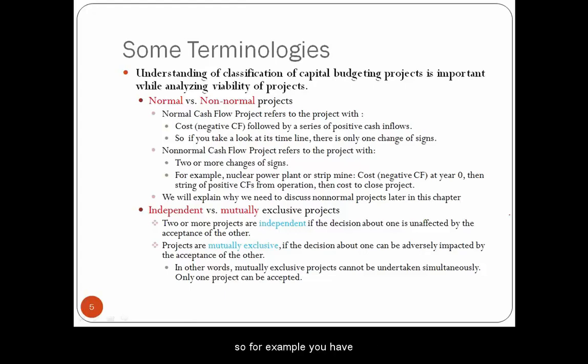So for example, you have a cost at the beginning, which is a negative cash flow at time 0, and then in years 1 and 2 you have positive cash flows, and then in year 3 you have another big investment, and that's a second change, from positive in year 2 to negative in year 3. And then maybe in year 4 you have positive again, so another change, which is negative in year 3 changing to positive in year 4. So that's two or more changes of signs in cash flows. And we will explain why we need to address non-normal projects later in this chapter.